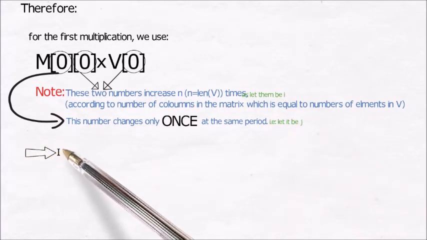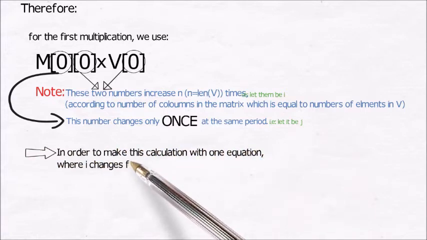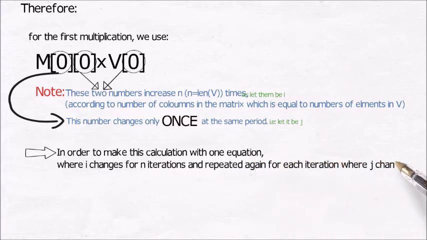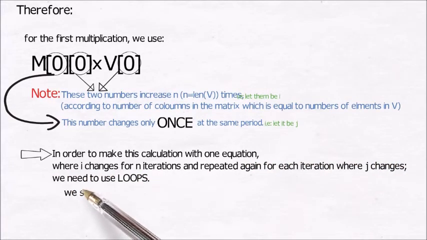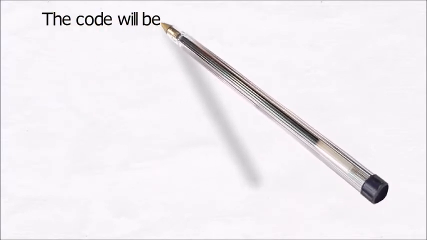In order to make this calculation with one equation where i changes for any iteration and repeat again for each iteration where j changes, we need to use loops. We set i equals 0, j equals 0. The code will be as follows.